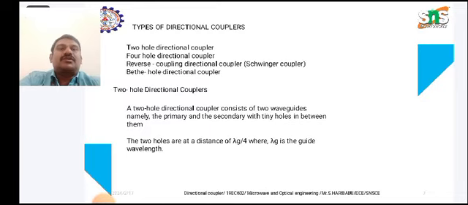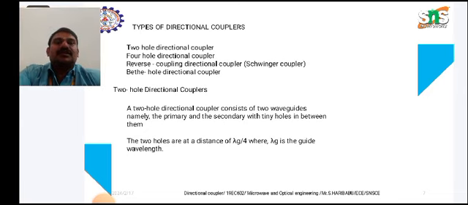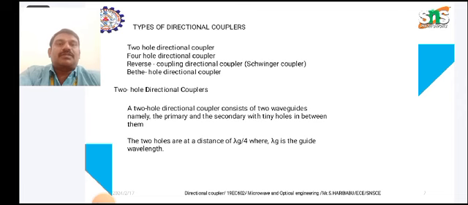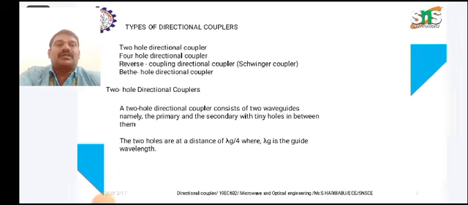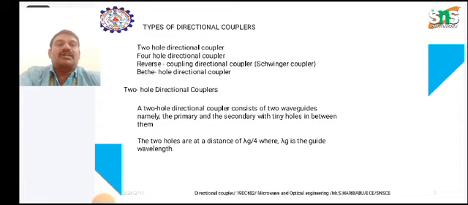Types of directional coupler: 2-hole directional coupler, 4-hole directional coupler, reverse coupling directional coupler, that is the finger coupler, and the bethe-hole directional coupler. 2-hole directional coupler. A 2-hole directional coupler consists of two waveguides, namely primary and secondary, with tiny holes in between them. The two holes are at a distance of lambda g by 4, where lambda g is the guide wavelength.